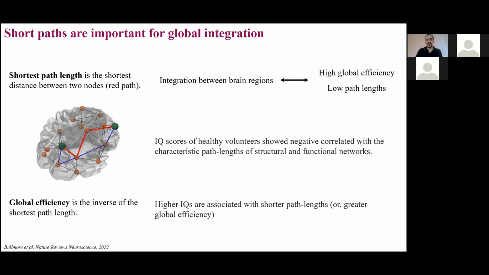One study measured the IQ scores of healthy volunteers and then tried to see how they are connected with the topology of the network. They found that high IQ scores had a negative correlation with path lengths, in both structural and functional networks, which tells us that topologically, if you have shorter path lengths in the network, information will be transferred much better through your brain network, which is associated with having a higher IQ.